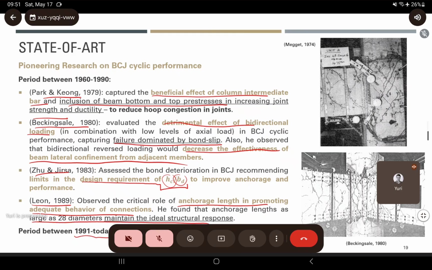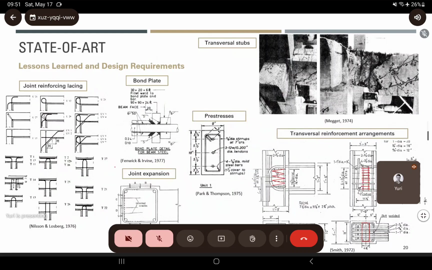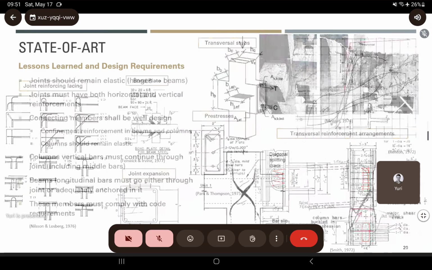The other periods are still under development because we are extracting all the data to assemble the database. These are some of the lessons that we have learned. So the beneficial lacings that we have seen in corner joints, the bond plates and their significance, the core expansion, the use of pre-stress, more related to the mid-depth joint, transverse stubs into the shifting, and how different arrangements of reinforcements can be beneficial or not.